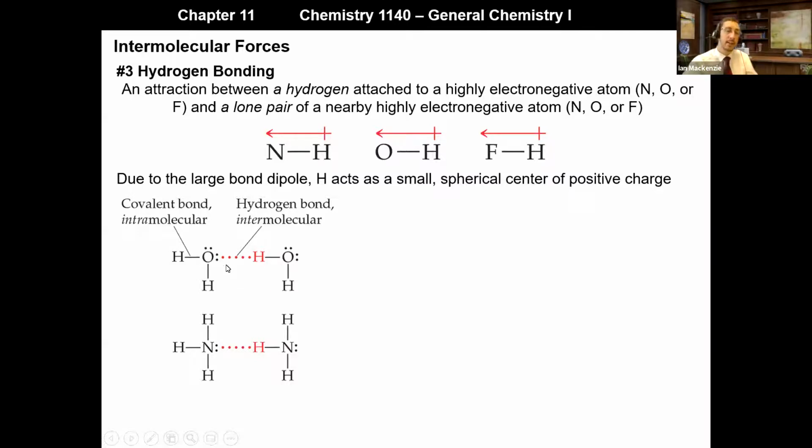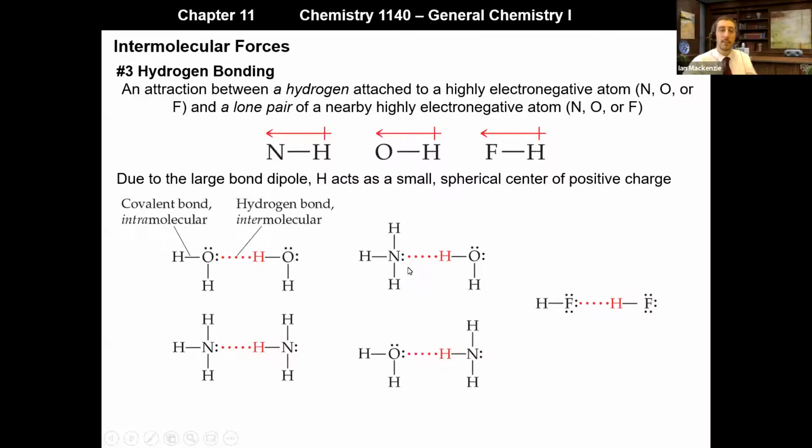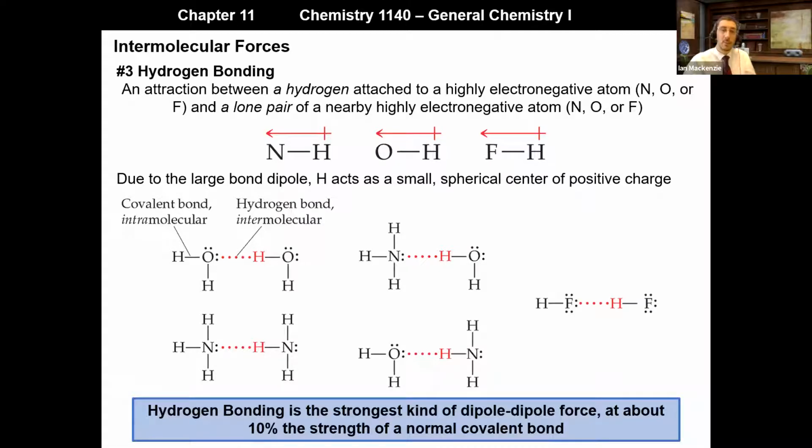We can see that also occurring between nitrogen and the N-H bond here in ammonia, or we can have it between various cases. So a nitrogen lone pair interacting with a hydrogen that's bonded to oxygen, or vice versa. Or you can have any of these electronegative atoms, a lone pair on them, interacting with a hydrogen that's bonded to fluorine. Now, hydrogen bonding itself, we mentioned it was a dipole-dipole force, and it is the strongest of the dipole-dipole forces and can be up to about 10% of the strength of a normal covalent bond.